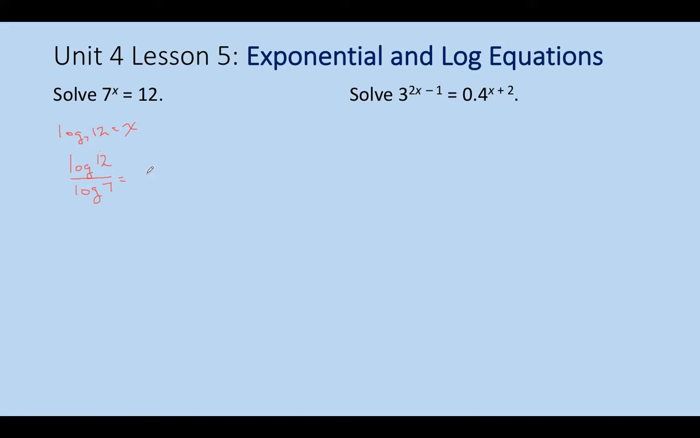And we wind up with something that we probably should have a pretty good idea about. We know it's going to be in between 1 and 2. 7 to the first is 7. 7 to the second is 49. So it's probably going to be closer to 1 than it is to 2. And sure enough, when we check this on our calculator, we get about 1.277.